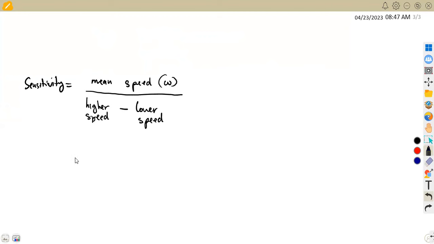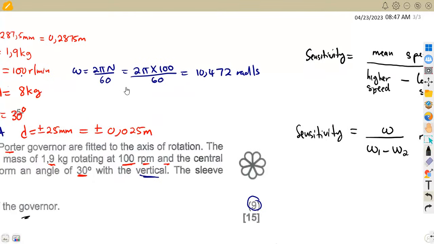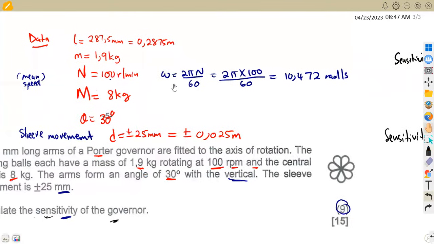So we can write our formula as omega over omega 1 minus omega 2, measured in rad per second. This is the formula to calculate sensitivity in this case. Our sensitivity is taken from the mean speed, which is our omega, and we have our omega from the data that we are given.